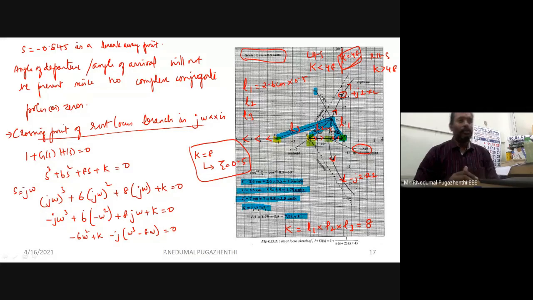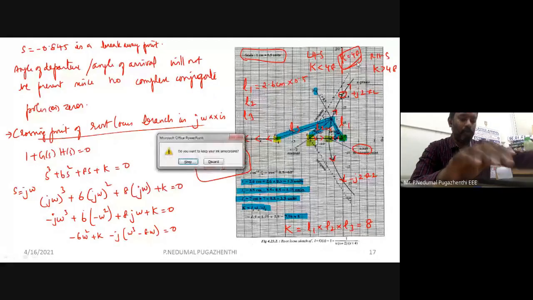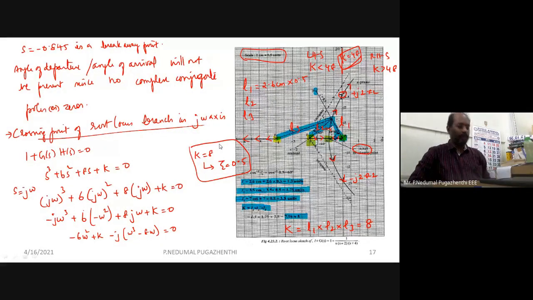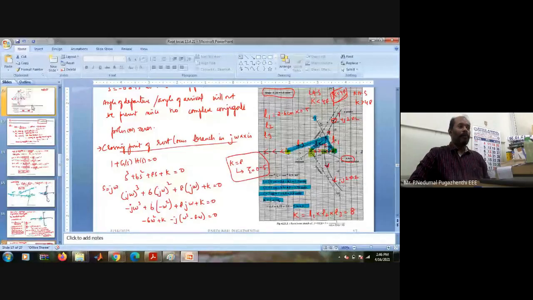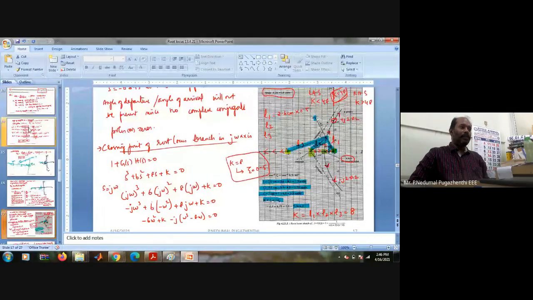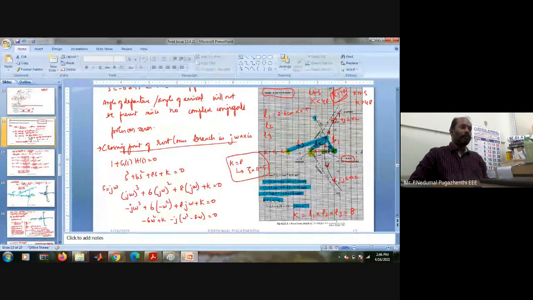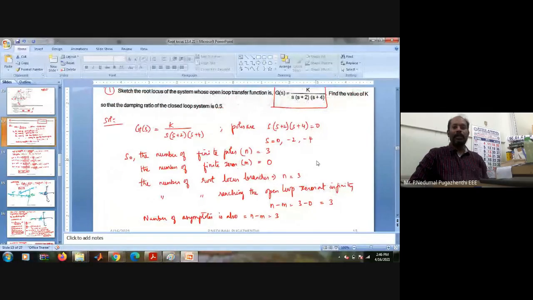Any doubts in any of the steps followed? Kindly tell me. I will try to explain. Those in the classroom, please tell me if you have any doubts related to whatever we have discussed so far. Any step regarding the problem. Okay, this is where we started. Any doubts?